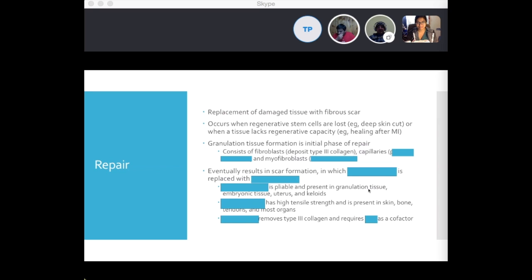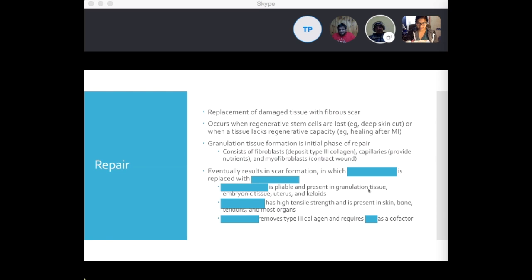Something that starts with a P. Blood supply. Platelets? Well, yes, blood supply, and the blood supply provides nutrients. And myofibroblasts help do something to the wound. Contract. Yes, myofibroblasts will contract the wound.